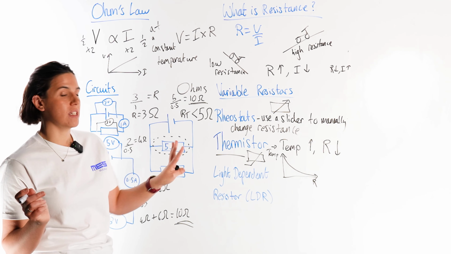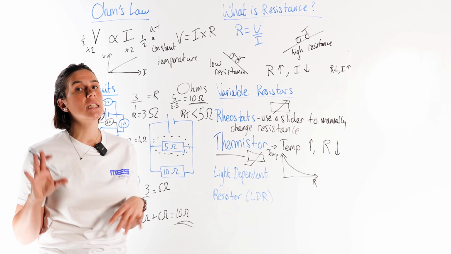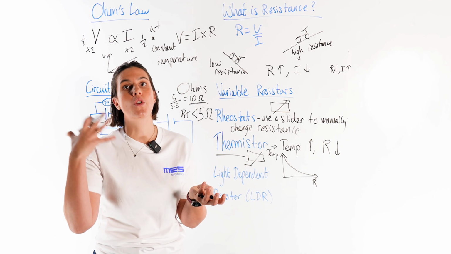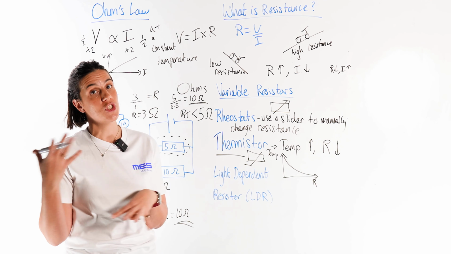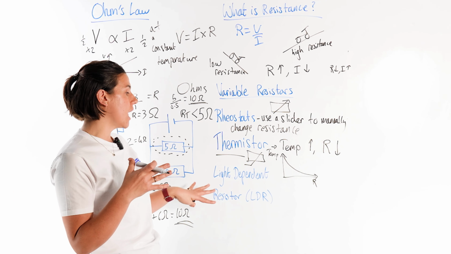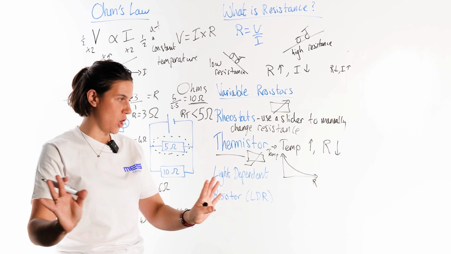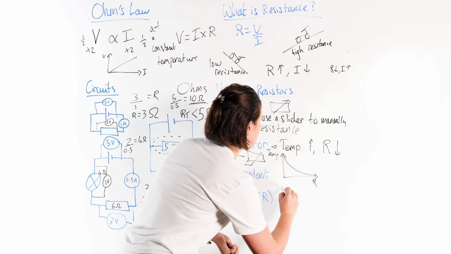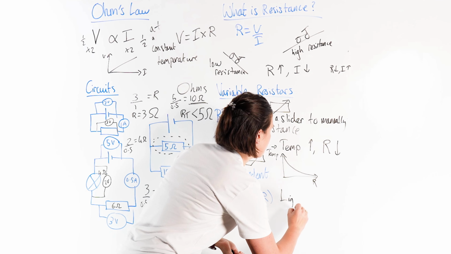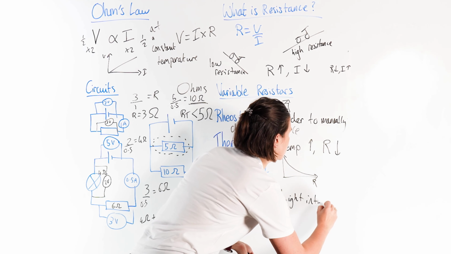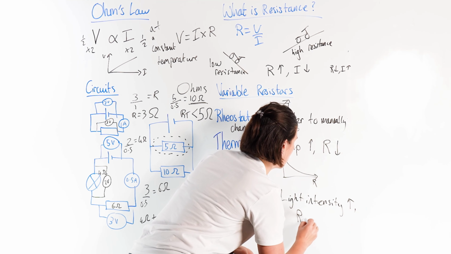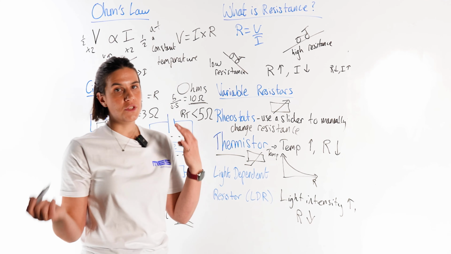The final resistor I'm going to talk to you about today is a light-dependent resistor. Now, a bit like the thermistor, it responds to light, okay? So the thermistor responds to temperature. The light-dependent resistor, sometimes called an LDR, responds to light, okay? So we can think of it as being like a light-controlled resistor. So as the light intensity increases, the resistance of your LDR will decrease, okay?